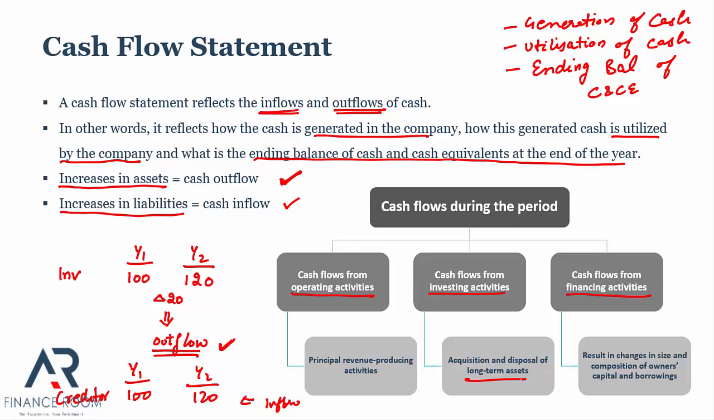Now, cash flows from financing activities. These result from borrowings or the equity component. You pay dividends, you raise a bank loan, you repay the bank loan, you raise equity capital. All these will be shown under financing activities. Okay, I hope this is clear. So let's move forward.